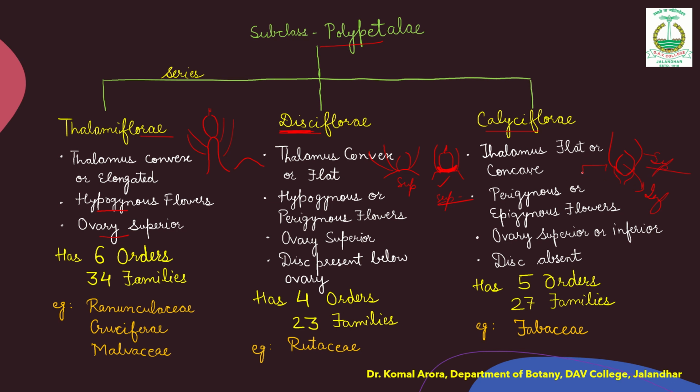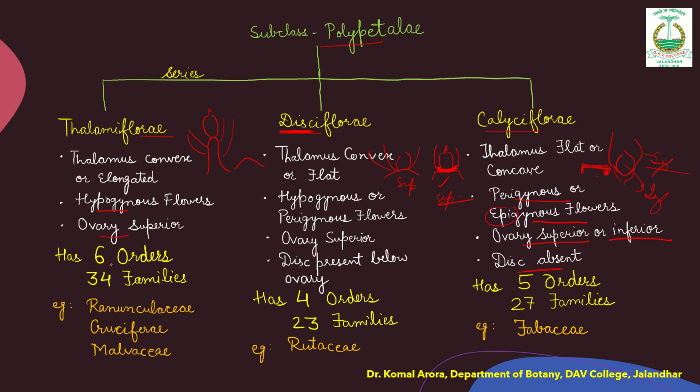So here, if it is flat, the condition becomes superior. So here you can have superior ovary as well as inferior ovary. Flowers are epigynous because the other whorls are arising above the ovary, that is epi. They may be perigynous if the thalamus is flat, means half superior, half inferior. And here the disc is absent.